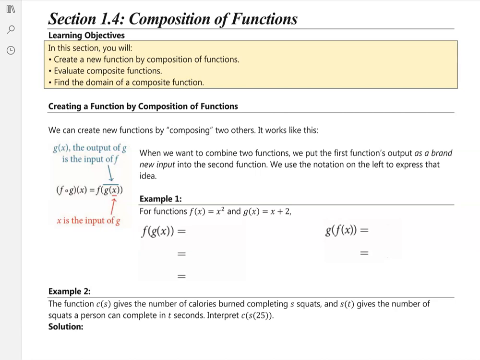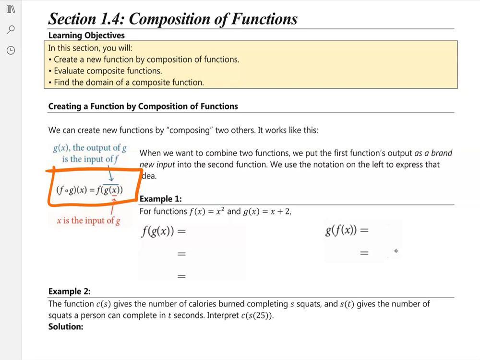So we can create new functions by composing two others. It works like this. g of x, the output of g, is the input of f. So x is the input of g. This is g of x, the output of g. So we want to combine the two functions. We put the first function's output as a brand new input into the second function, and we use the notation on the left to express that idea.